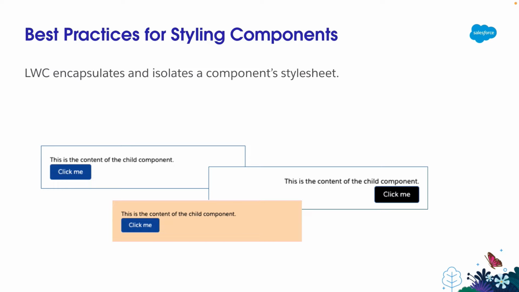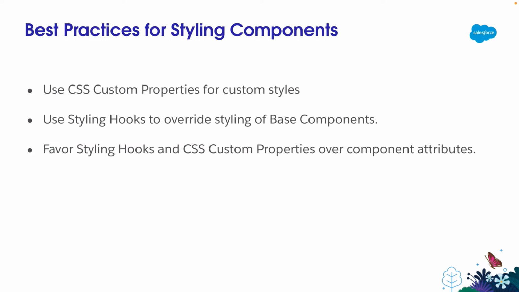Now this behavior can be sort of overridden if you are using light DOM, but we recommend that for all components where security is key, you use shadow DOM. Now here are the best practices for styling your components. We recommend that you use CSS custom properties for styling your web components, and if you need to override the styling of your base components, then use styling hooks.